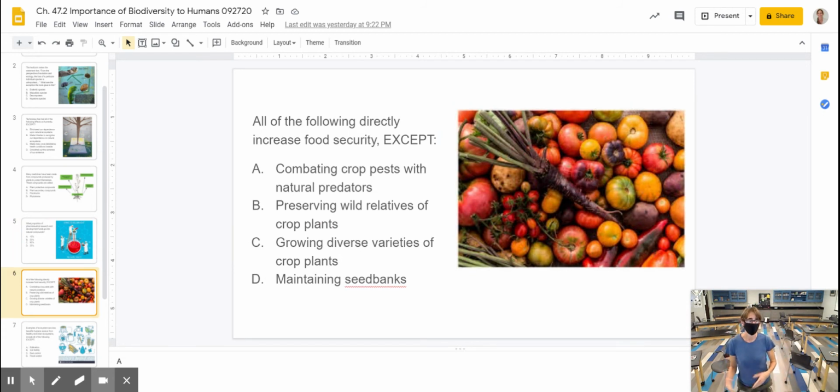Okay. All right, so now we're getting to the agricultural section. Biodiversity is also really important for agriculture. Specifically, the chapter talked a bunch about food security, meaning how safe and reliable our food system and our food production are. All of the following things directly increase food security except for one of them. So all these following things directly increase food security except what?